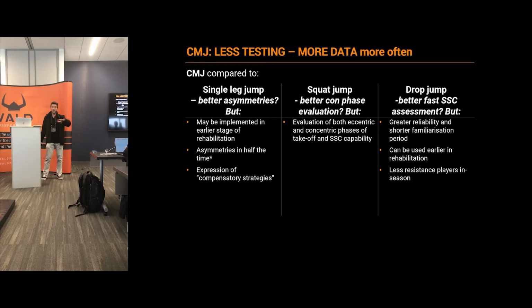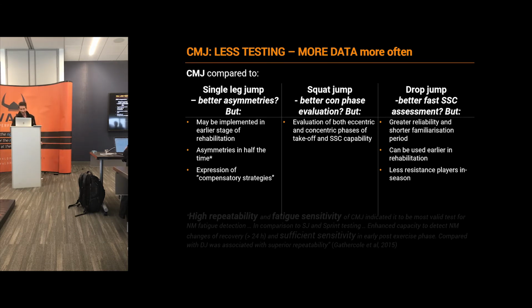I've got this great picture of an Arsenal player in season about to do a drop jump, and it's 30 centimetres. It looks like you're going to get him to jump off a cliff. They did not want to do drop jumps in season. I know if you're at Connacht Rugby, you don't get a say, but still.